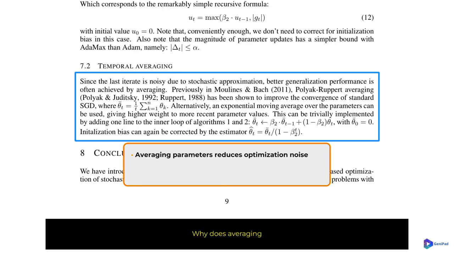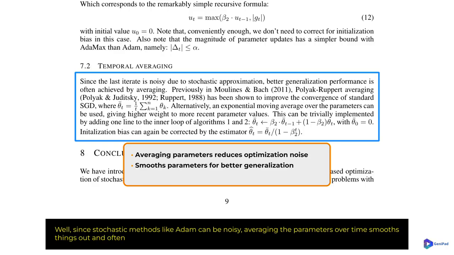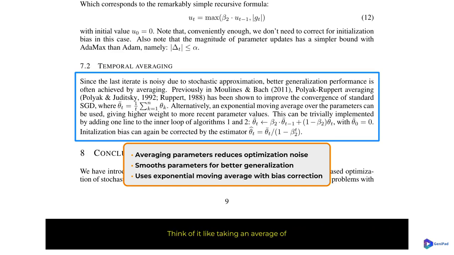Why does averaging parameters help in optimization? Well, since stochastic methods like Atom can be noisy, averaging the parameters over time smooths things out and often leads to better generalization. Think of it like taking an average of your guesses to get a more accurate final answer. You can do this with simple averaging or an exponential moving average that gives more weight to recent values, and bias correction ensures it's accurate from the beginning.